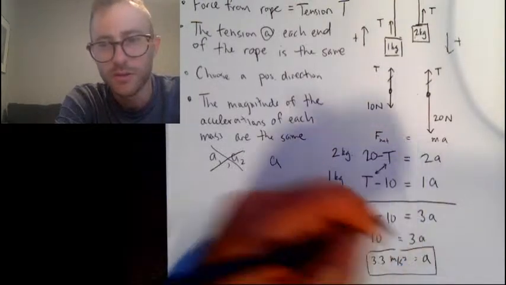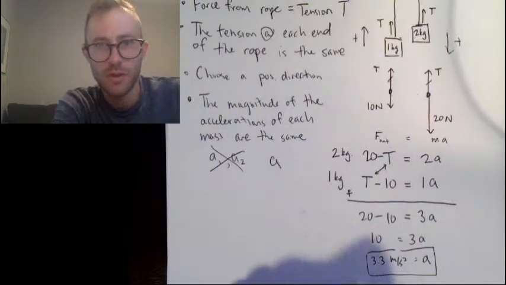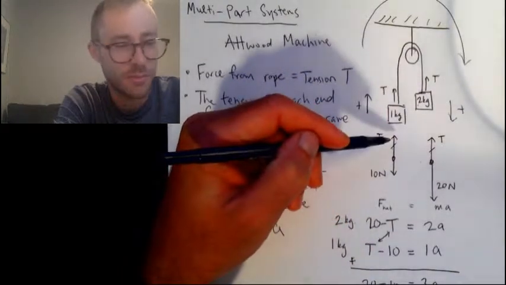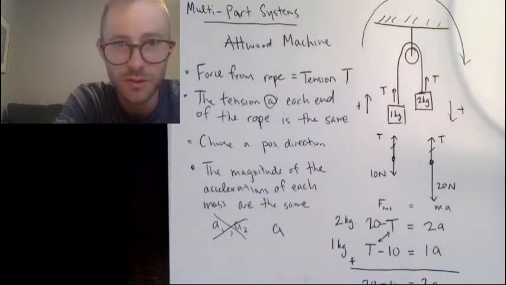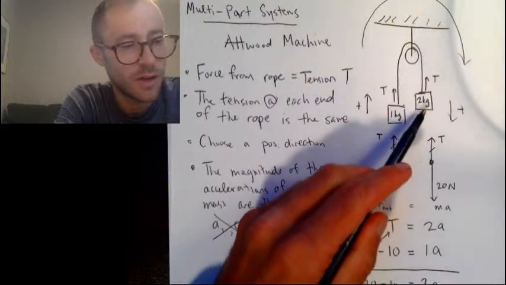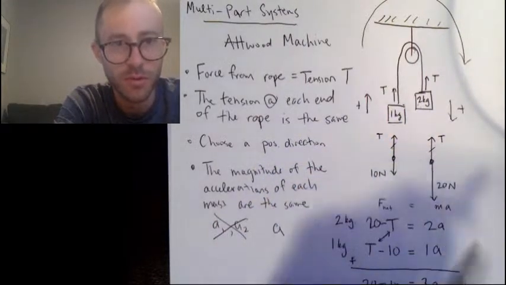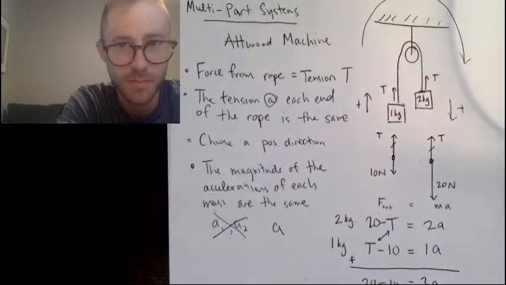So what that means is that the 1 kilogram block is accelerating up at 3.3 meters per second squared, and the 2 kilogram block is accelerating downward at 3.3 meters per second squared.